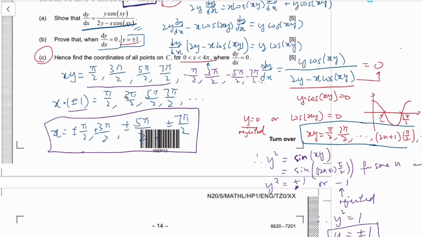I believe those are all the points. Well, at least those are all the x's that would give dy/dx to be 0. But they said they want to find all the coordinates. That means they want the y coordinate as well.